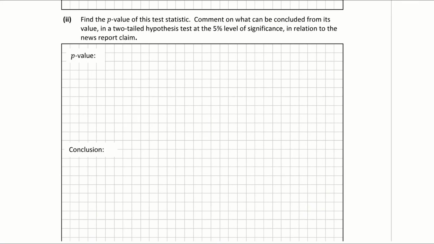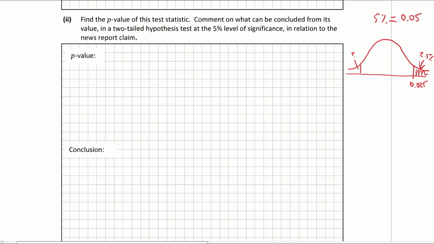And B part 2 now. It's asking us to find the p-value, and the first thing I'm going to do here is draw out our bell curve just so we can get a little bit of context of what the p-value is asking us to do. The p-value is measured at a 5% level of significance, so our 5% here would be 0.05 as a decimal, which would basically be 0.025. That would be 2.5% at the top end, and it's the same at the bottom, 2.5%. So that's where the 5% is coming from.